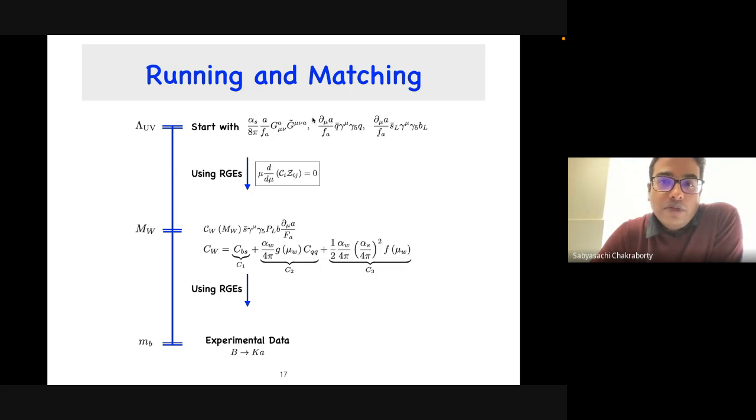Of course, these operators come with their UV coefficients. You can choose them by having a specific UV model.